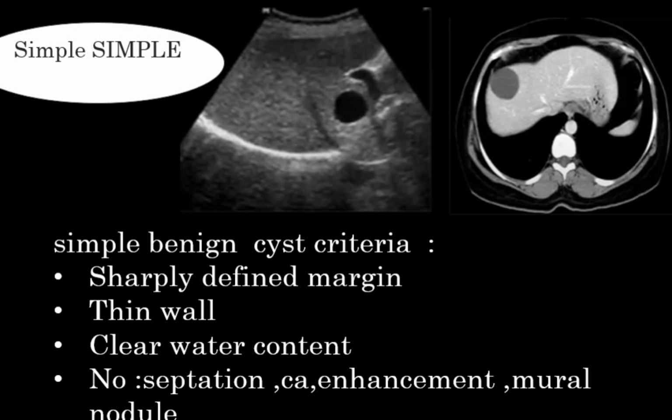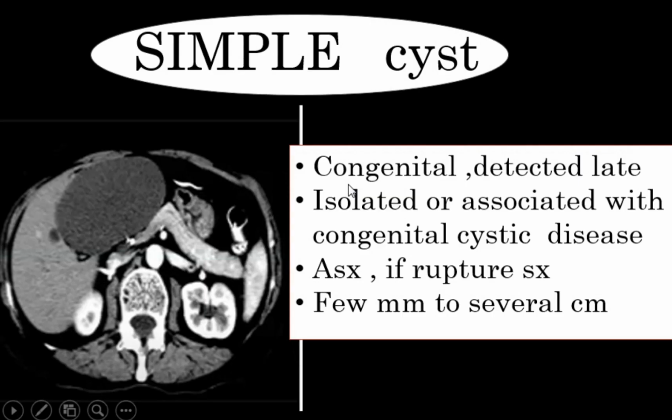A simple cyst anywhere has 4 criteria. In liver, not just liver, anywhere, as I said. The criteria: it has a sharply defined margin, a thin wall, anechoic content, and doesn't have septation, calcification, enhancement, or mural nodule. These are the criteria for a simple cyst.